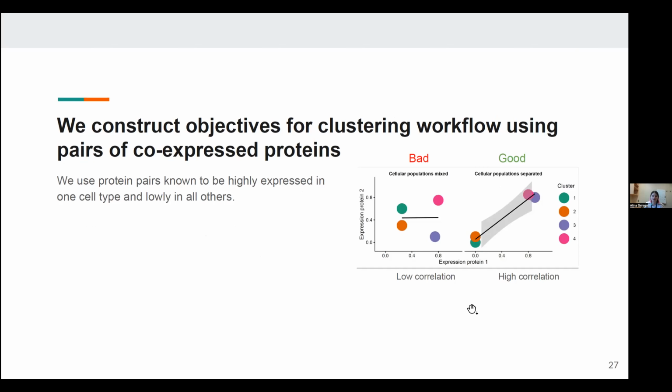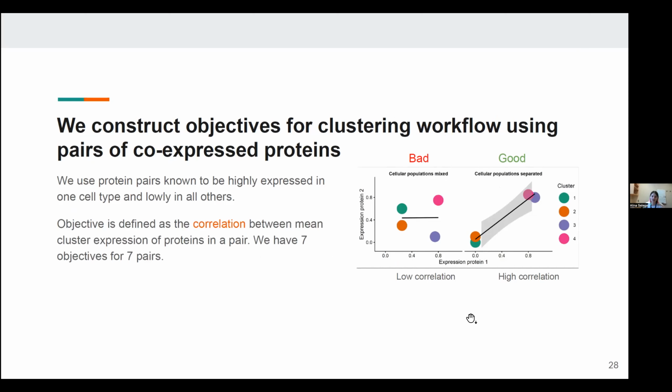Okay, so the objectives that we construct for this clustering workflow, we do this by using known protein pairs that we know to be highly expressed in one cell type and lowly in all others. We define our objective as the correlation between mean cluster expression of the proteins in a pair. So in this cartoon, I have on the x-axis expression of protein 1 and on y expression of protein 2. That's my pair of proteins that are supposed to be co-expressed in a given cell type. If we have successfully separated cells that express these two proteins in their own clusters, then if I plotted the mean cluster expression, they would land here.